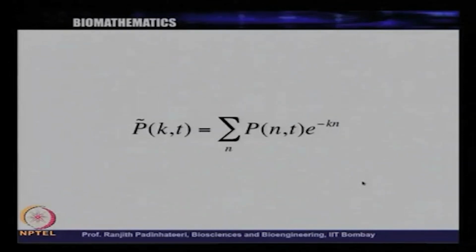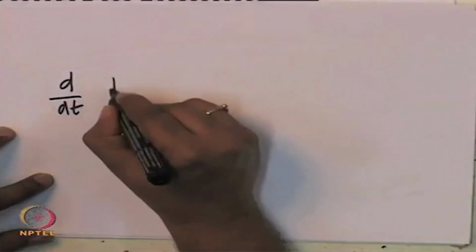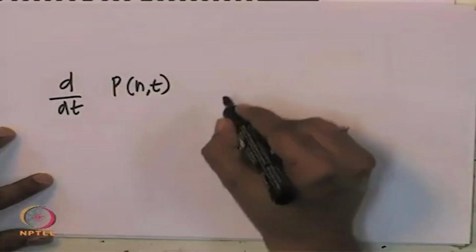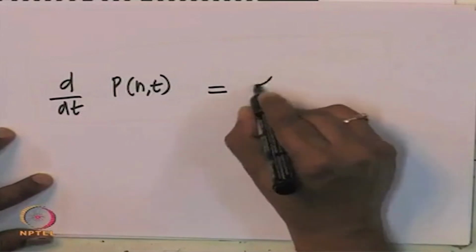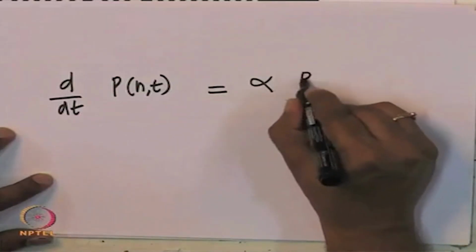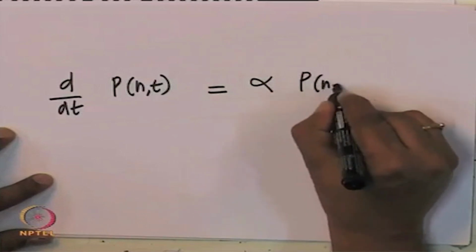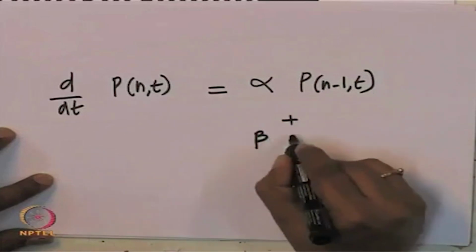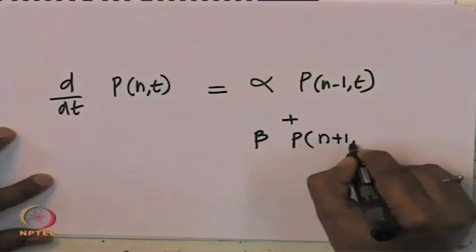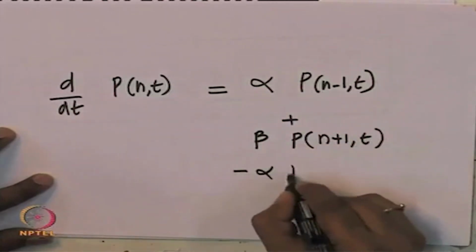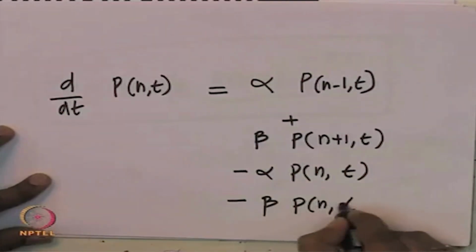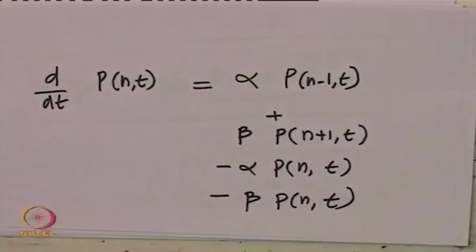Now, what is our master equation? Our master equation is d by dt of p n comma t is equal to alpha into p n minus 1 comma t plus beta into p n plus 1 comma t minus alpha into p n comma t minus beta into p n comma t. So, this is the master equation that we wrote a minute ago.